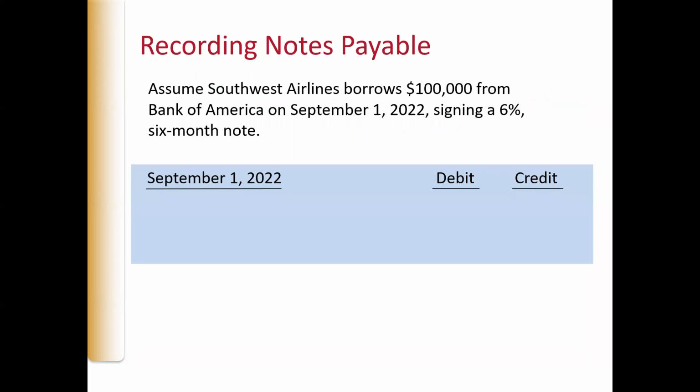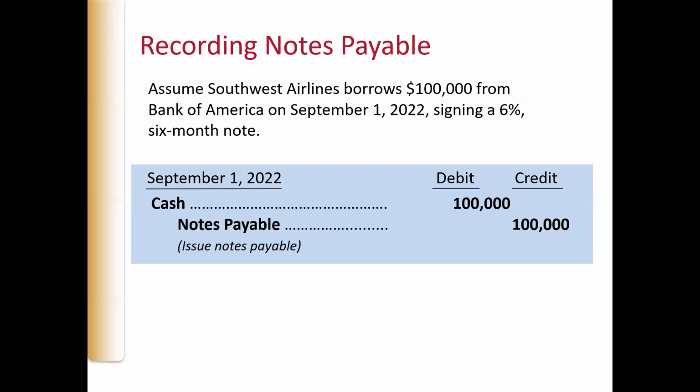In this case, let's say Southwest Airlines borrows $100,000 from Bank of America on September 1st, 2022 by signing a 6%, 6-month note. When the note is originally taken out, all we do is receive the cash for $100,000 and credit our notes payable for $100,000. That's all that's happened on September 1st.